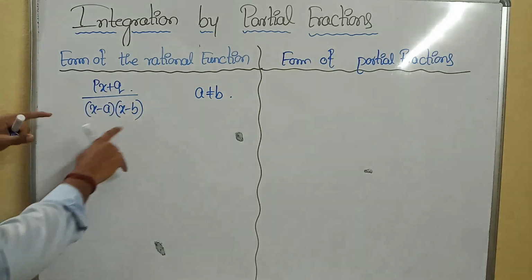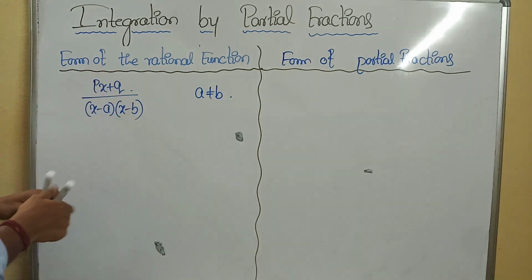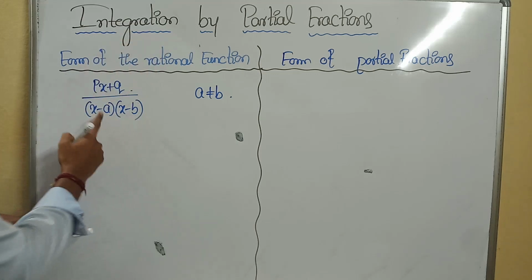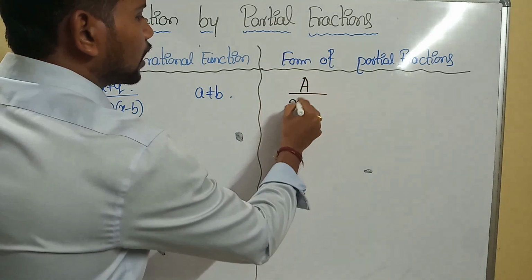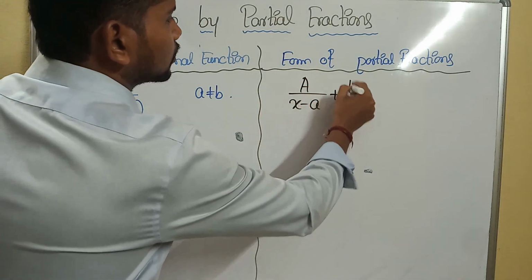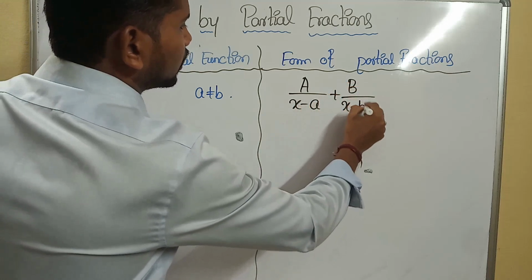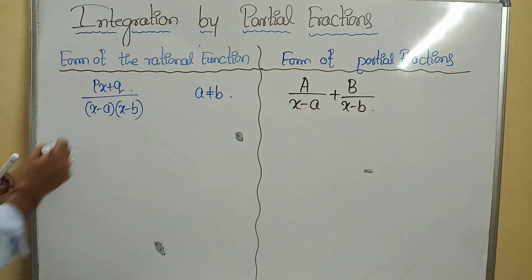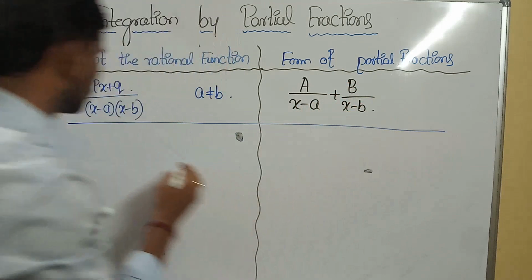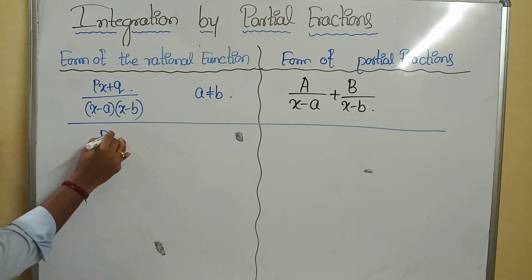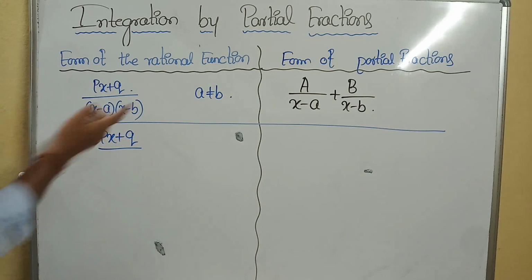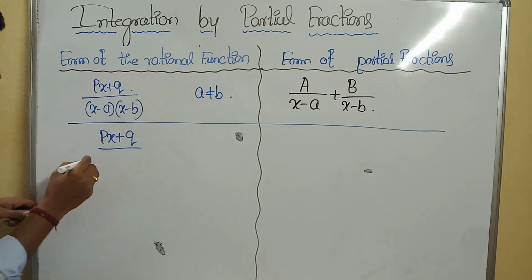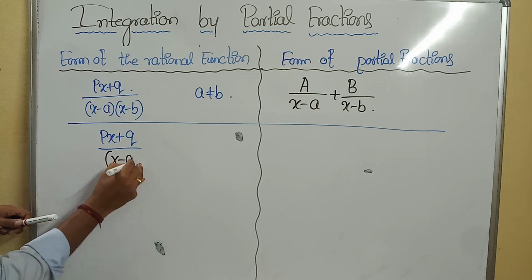Now how do I write the given system in the form of partial fractions? Since it is linear with a single root, we can write this as A divided by x minus a plus B divided by x minus b. Now the next one: if it is px plus q, in your mind, exact questions will be there. If a is equal to b, we will get x minus a whole square.